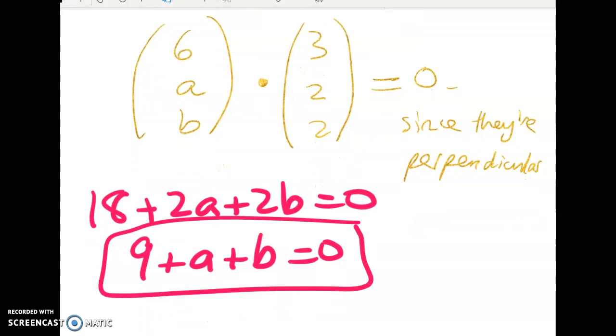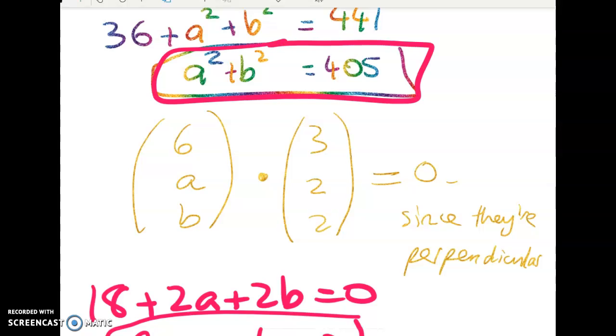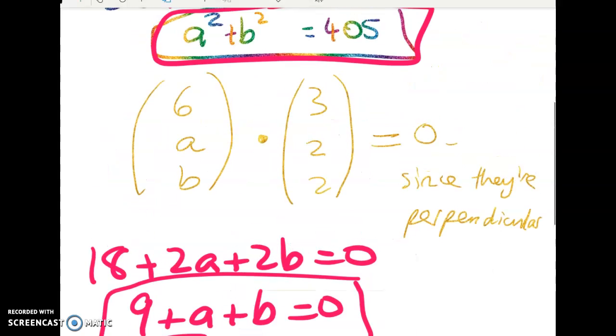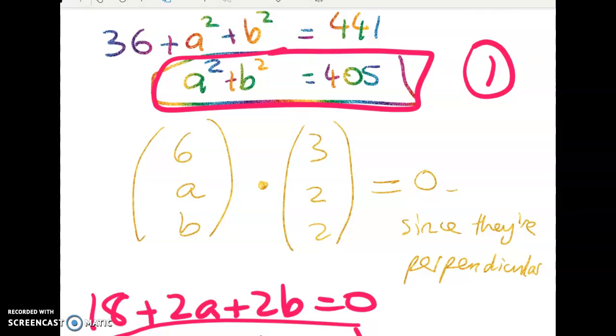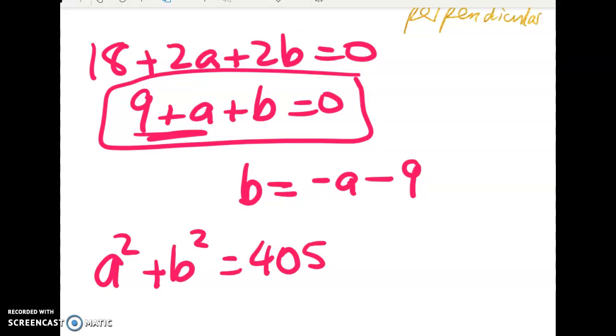Now I've got a little pair of simultaneous equations. I've got this one and I've got this one. So we're going to do some substitution. Doesn't matter which way you go, but I'm going to write b is equal to negative a minus 9. Going back up to equation 1, you can finish it off from here. So now try substituting in and solving for a and b, being careful to get two combos for a and b. So a squared plus b squared equals 405.